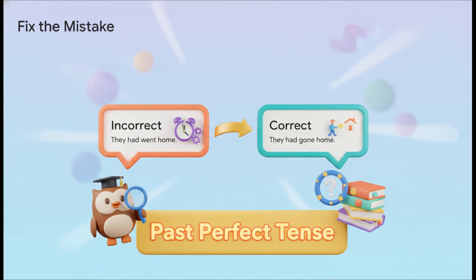Last challenge, they had went home. Something is wrong here. Can you correct the mistake? Say the right sentence out loud. Awesome. The correct answer is, they had gone home. We never use the simple past went after had. We always need the third form, gone.